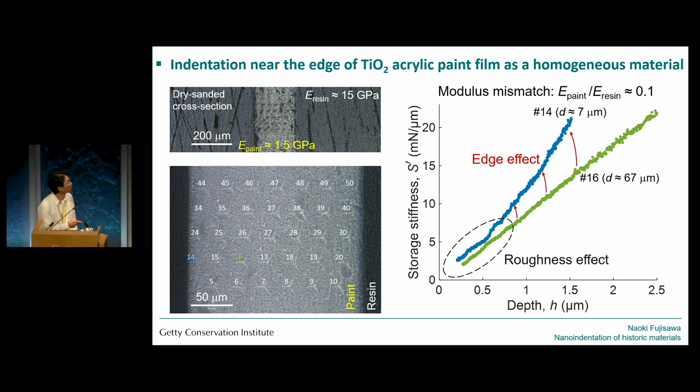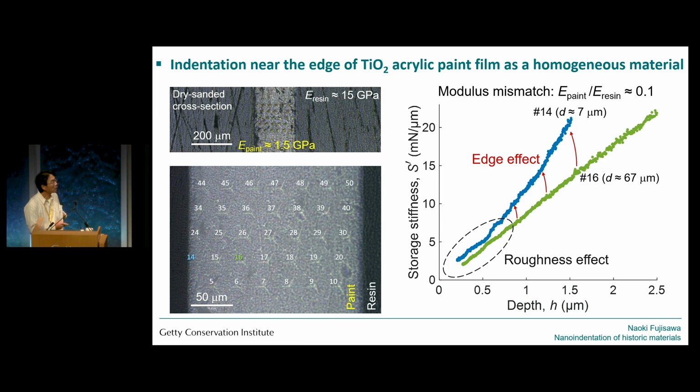And the slope of this constant line gives a constant modulus. Whereas if you go close to the edge, this relationship becomes nonlinear because of the edge effect that I'm going to cover in the next slide.